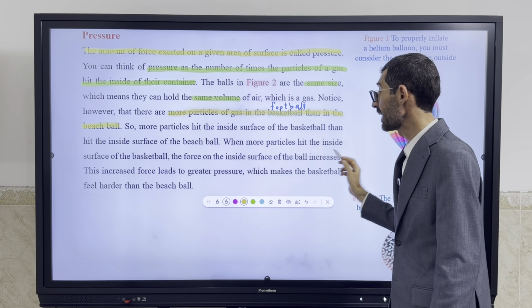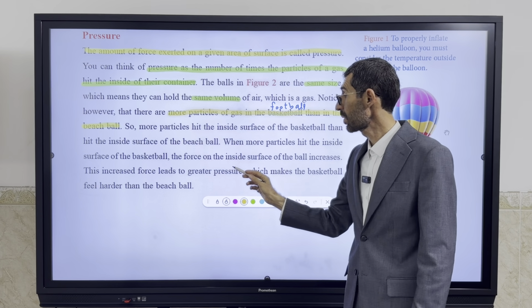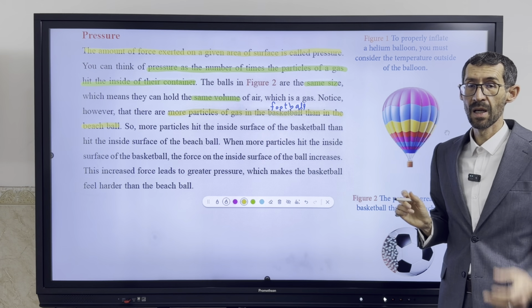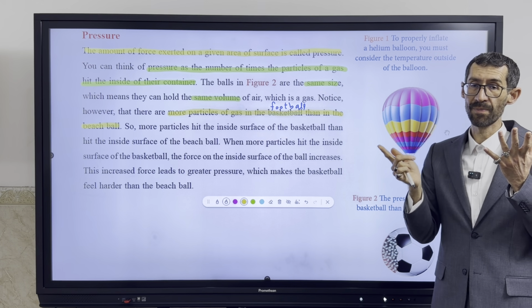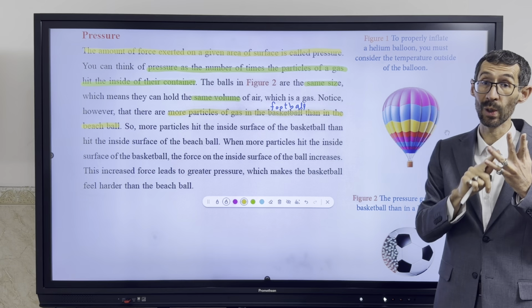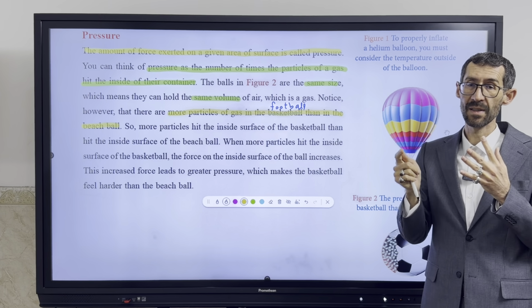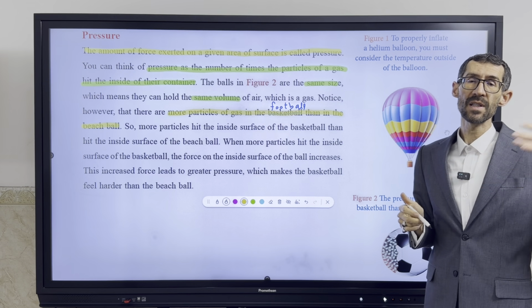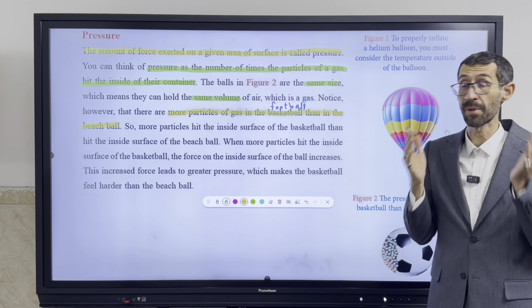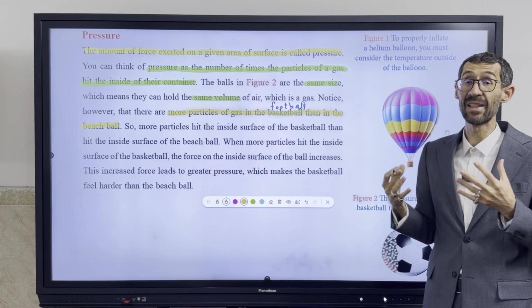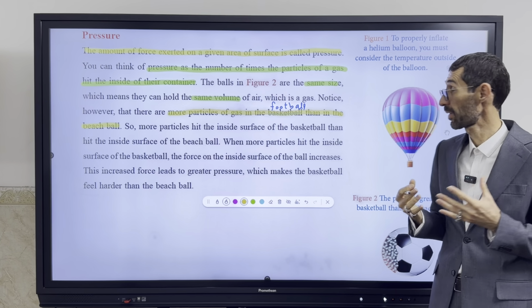When more particles hit the inside surface of the ball, the force on the inside surface of the ball increases. So more particles lead to more collisions. More collisions lead to more force. And at last, more force leads to higher pressure. So they are connected to one another.